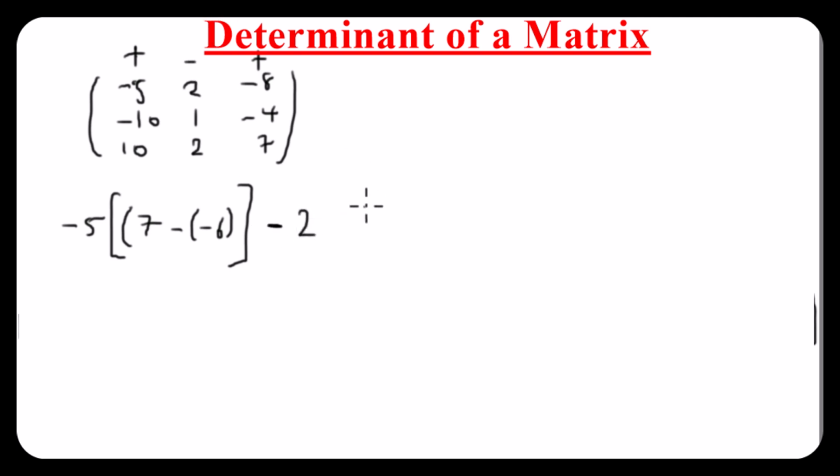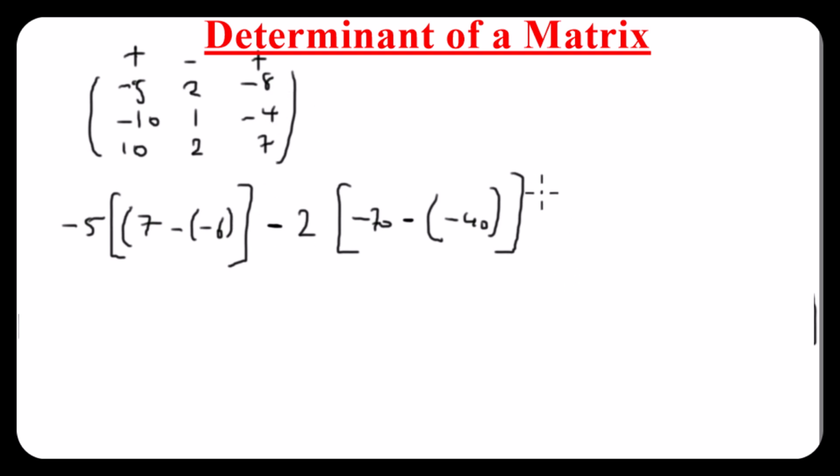So 2. Okay. Again, open the bracket. And then what do we have? Strike out this. Strike out this. So we have -10 times 7. So that's -70. Then 10 times -4. So that's -40. Okay. Again, close the brackets.